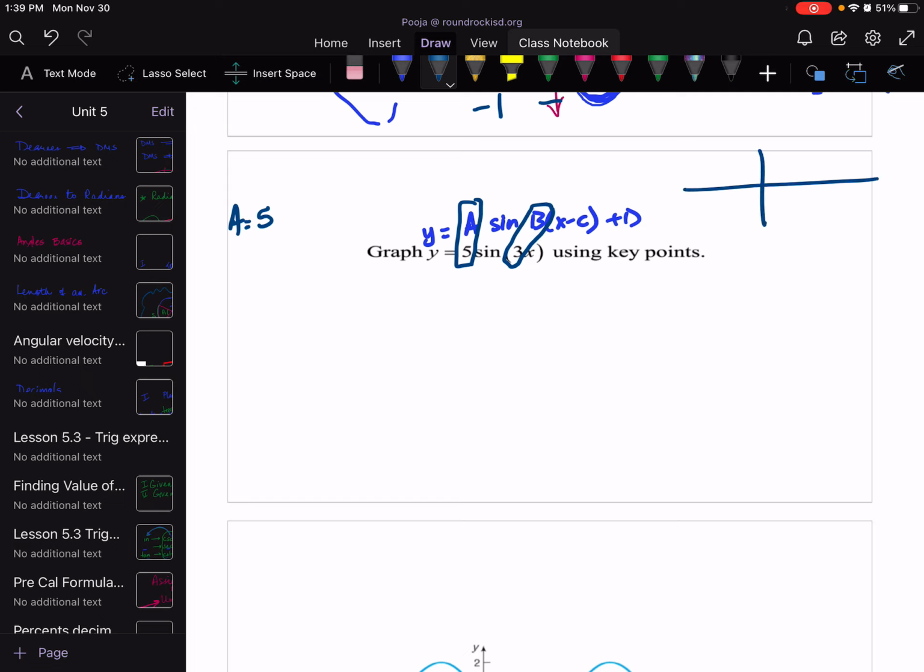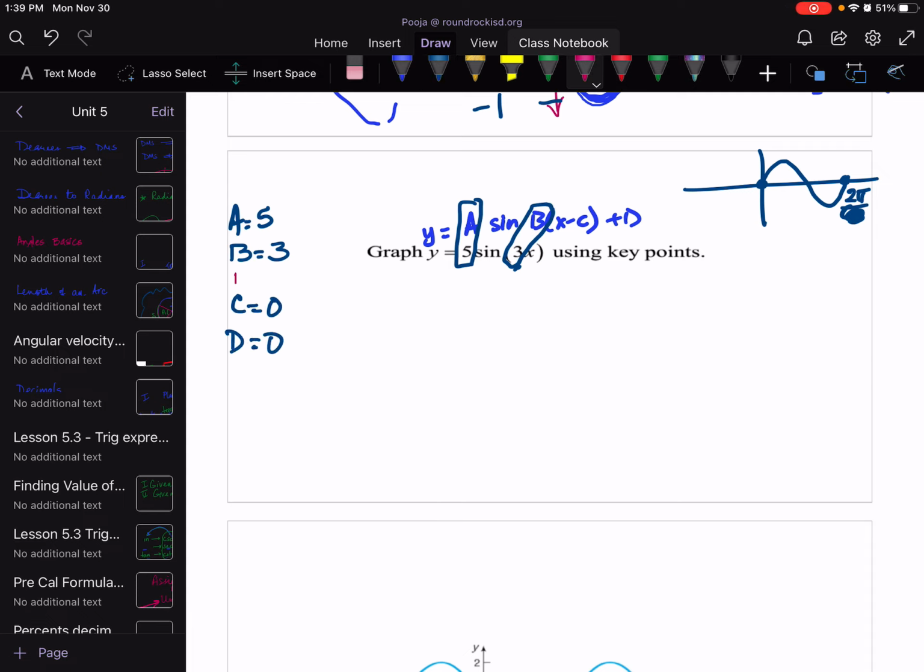What was the parent again? Stuck to 0, 0, up and down, 2 pi. This completes one cycle in 2 pi, but my current wave, which is 3 times faster, is going to cover the same cycle in a third of the time. So if you divide this by 3, that's going to be the cycle of it. Anyway, let's go systematically. So A is 5, B is 3, and as you can see, C is still 0. There's no C or no D.